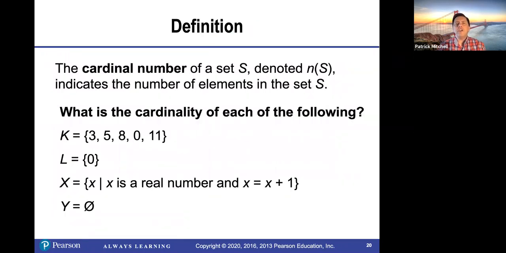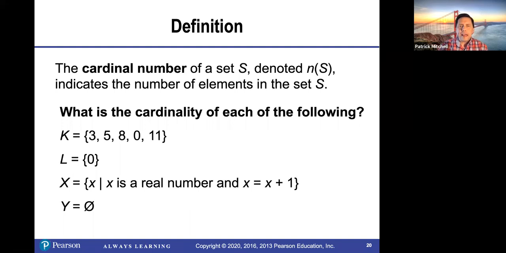All right, the cardinal number of a set S, denoted N of S, indicates the number of elements in the set S. So as an example, they want to know what is the cardinality of each of the following sets. Some of these are very easy and some of them are a little trickier.